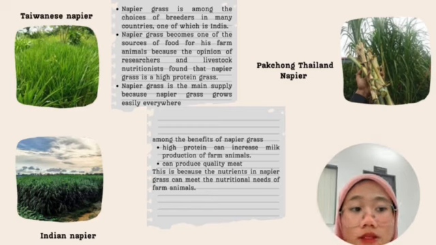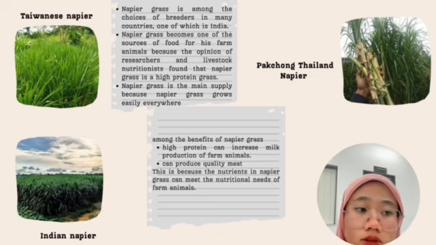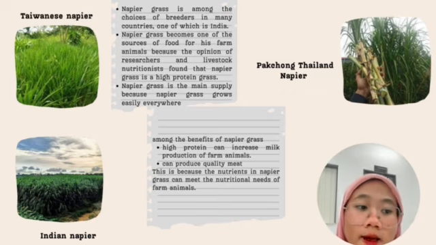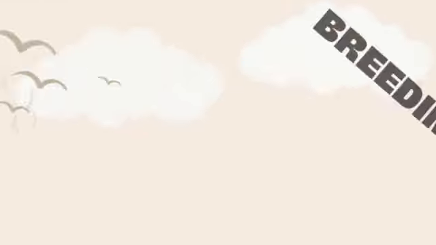Napier grass is the main supply because Napier grass grows easily everywhere. Like Taiwan Napier, Indian Napier, Bajun, Thailand Napier. Among the benefits of Napier grass, high protein. Napier also can produce quality meat. This is because the nutrients in Napier grass meet the nutritional needs of farm animals.